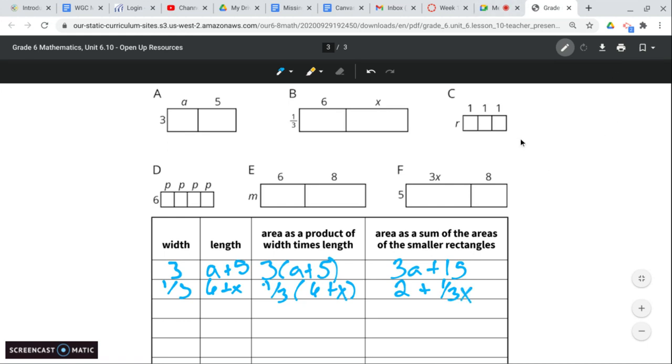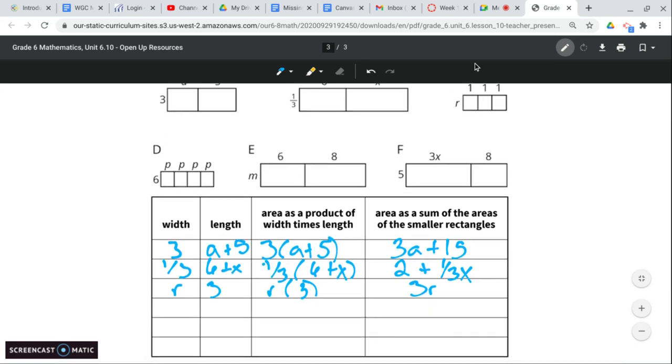All right, C, our width is r, and our length, there's different ways to do this. We have 1, 1, and 1, so we have 3, so I'm just going to leave it as 3. You could also do 1 plus 1 plus 1. So here we're going to have r times 3, so it's just 3r. We typically like having the number in front of the variable. Or technically, since it wants the sum of the smallers, each individual, we'll just say r plus r plus r.